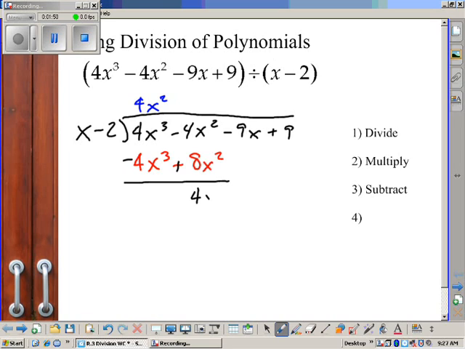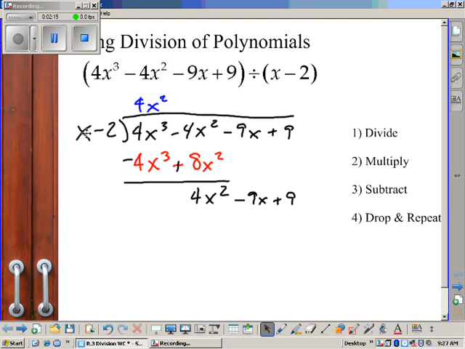So this is now 4x squared when you add the negative 4x squared to the 8x squared. And then the last step is that you're just going to drop everything else. So everything else will come down, the negative 9x plus 9. And then you repeat the steps that we just did.